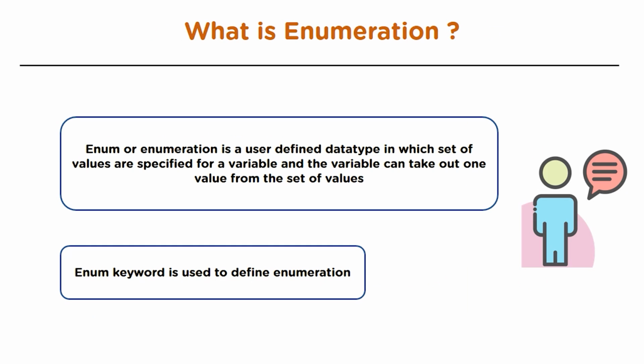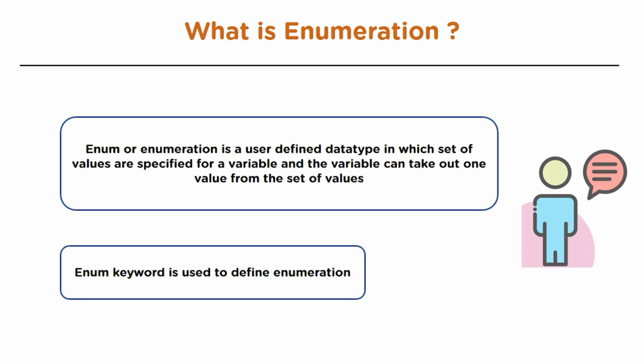Now, let's understand what is enumeration. Enum or enumeration is a user-defined data type in which a set of values are specified for the variable, and the variable can take any value from the set of values. And it is also a way to use integers to represent values. We can assign values to enum, but if we do not assign any value, then the compiler assigns values to them starting from 0.